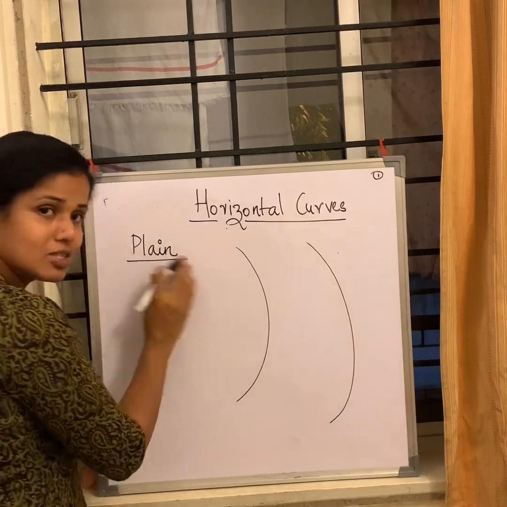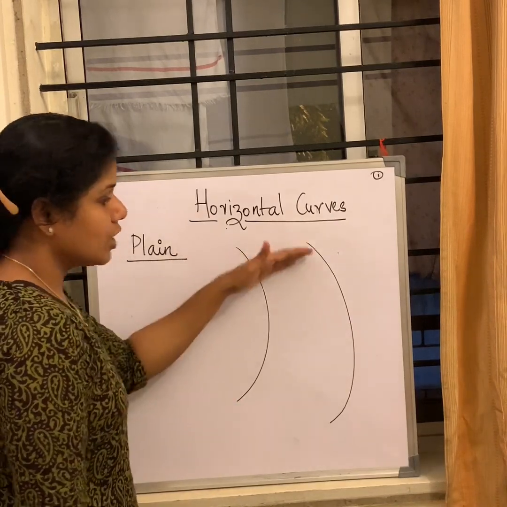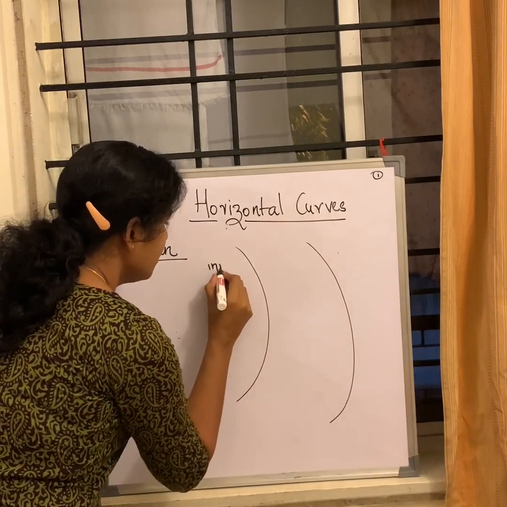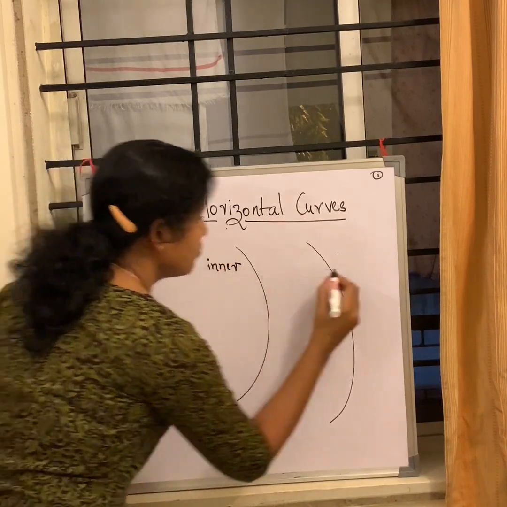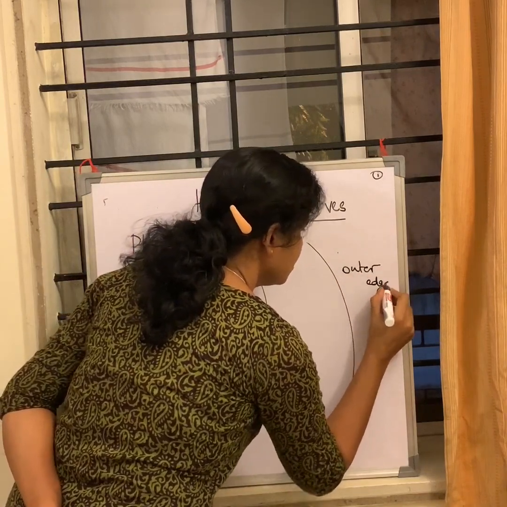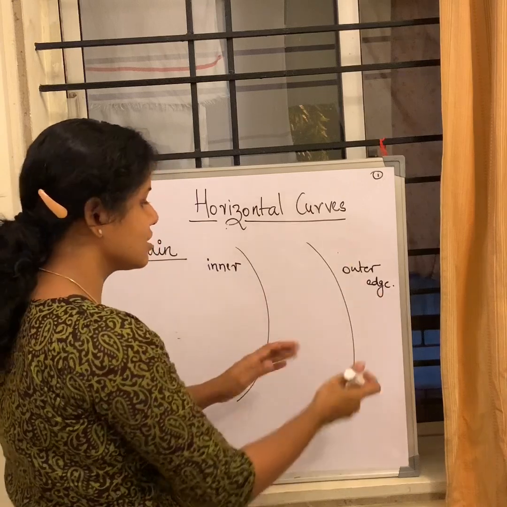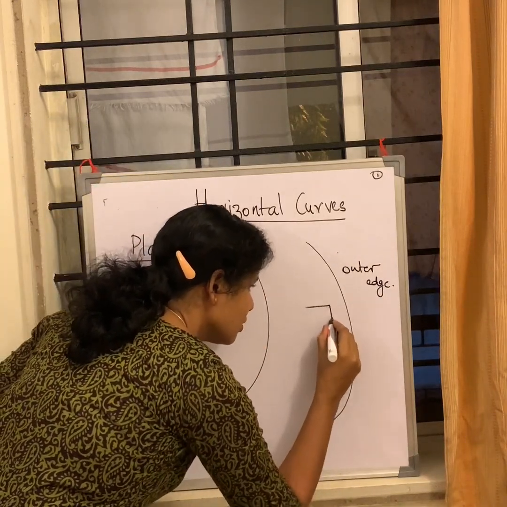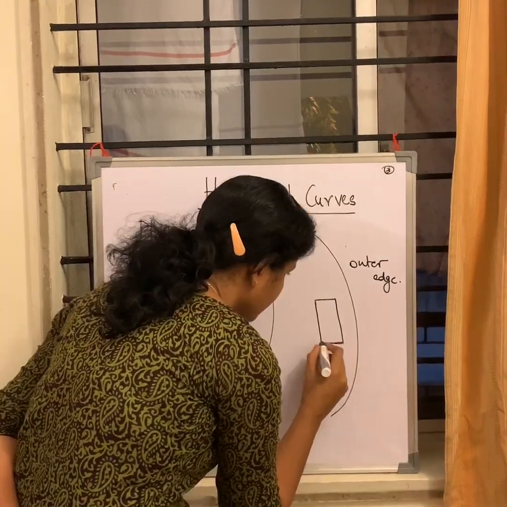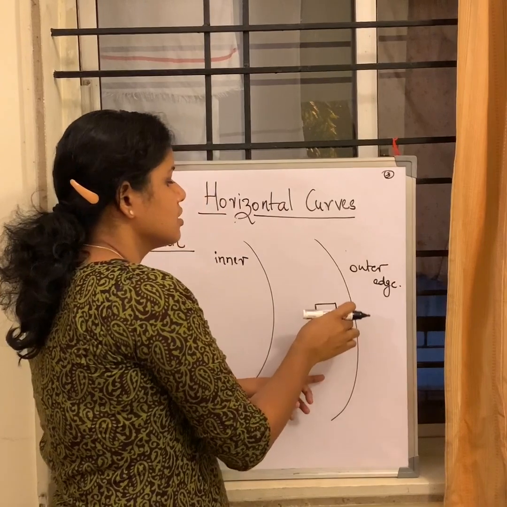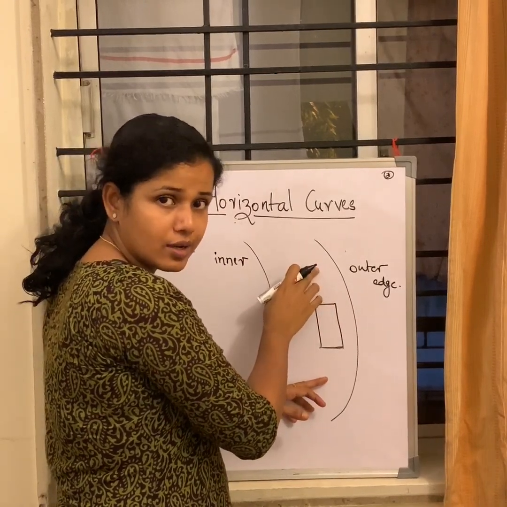Okay. So let me just write it here itself. Now assume that this is your horizontal curve. This is probably the inner side of it, and this is my outer edge. Okay. So I hope that's clear. This is inner and this is outer edge. Now assume that our vehicle is somewhere over here, my car, at the start. So my car is traversing my circular path.